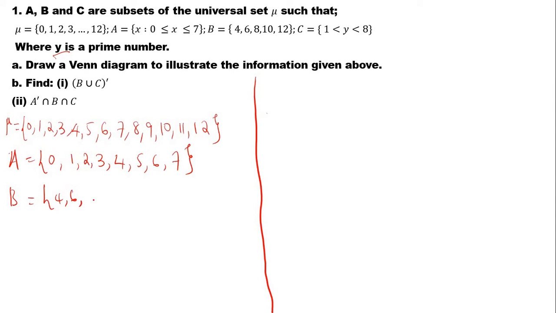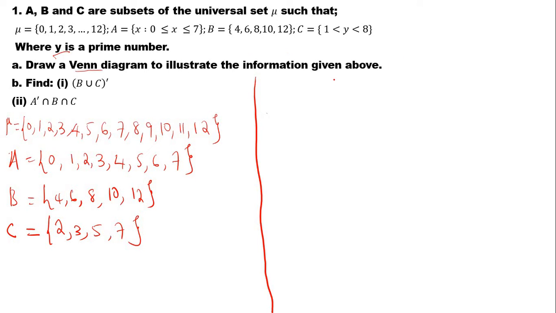So you need to look at them, understand them well. If you have any question, drop it in the comment section. So we look out for prime numbers between 1 and 8. So we have 2 is a prime number, 3 is a prime number, 5, and 7. These are the prime numbers. So let's start with the first thing we are asked to do, to draw a Venn diagram.